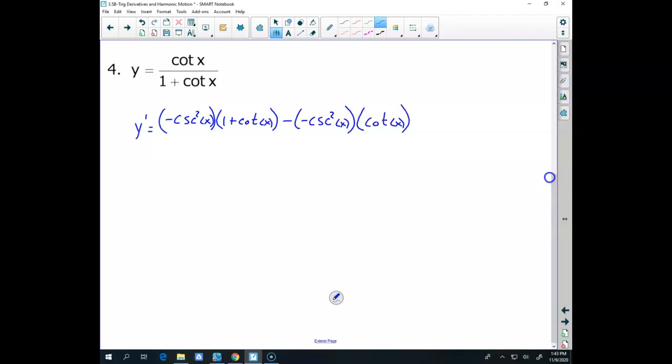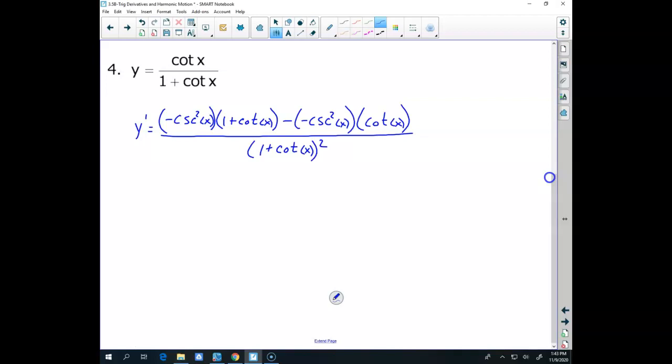Now, I've taken the derivative. My calculus is done. I need to simplify my derivative now. Oh, my derivative's not done yet, Kruger. We did a quotient rule. We still need to put that over the denominator squared.